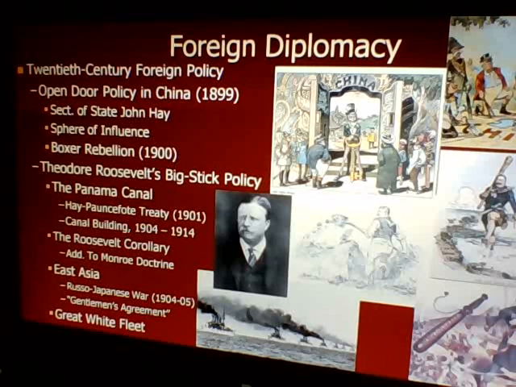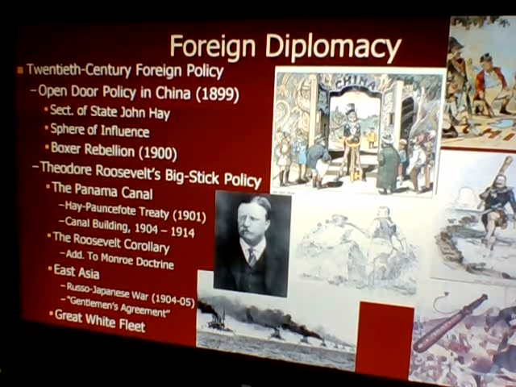Then you have East Asia, some issues with Asia under Roosevelt. In the 1900s, the U.S. and Japan were newer imperial powers. So Europeans were old school imperial powers going back to before America was being developed. And so that made the relationship between us and Japan more competitive, especially in the Pacific.